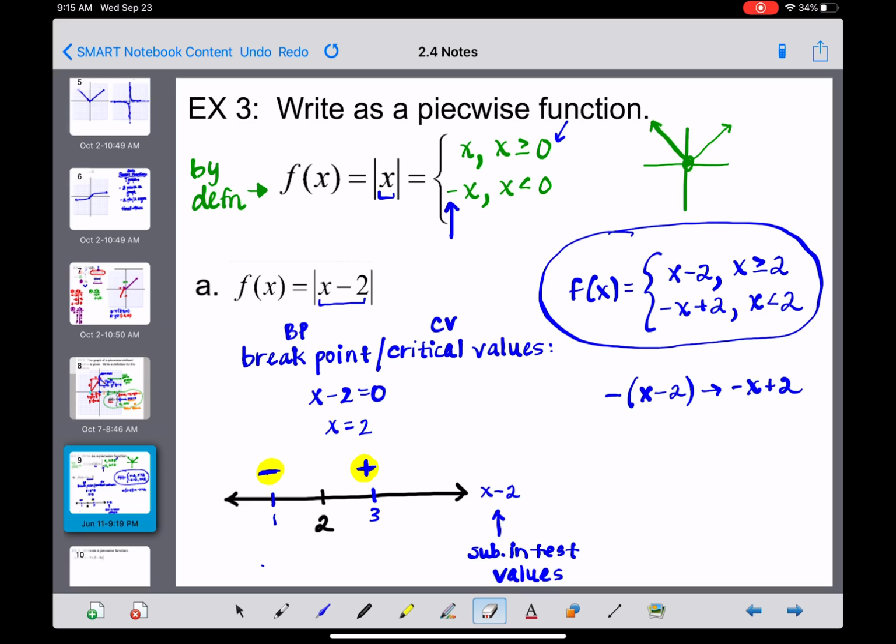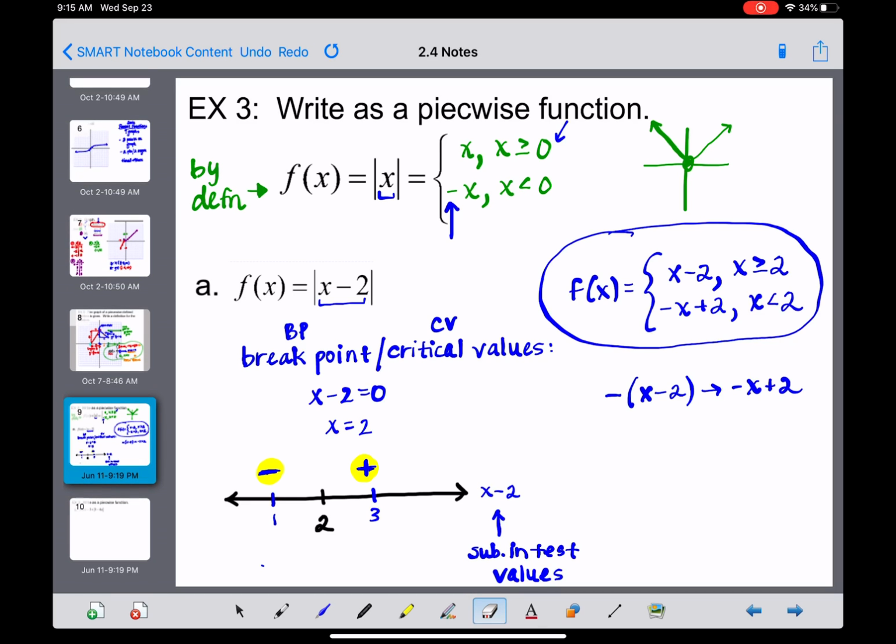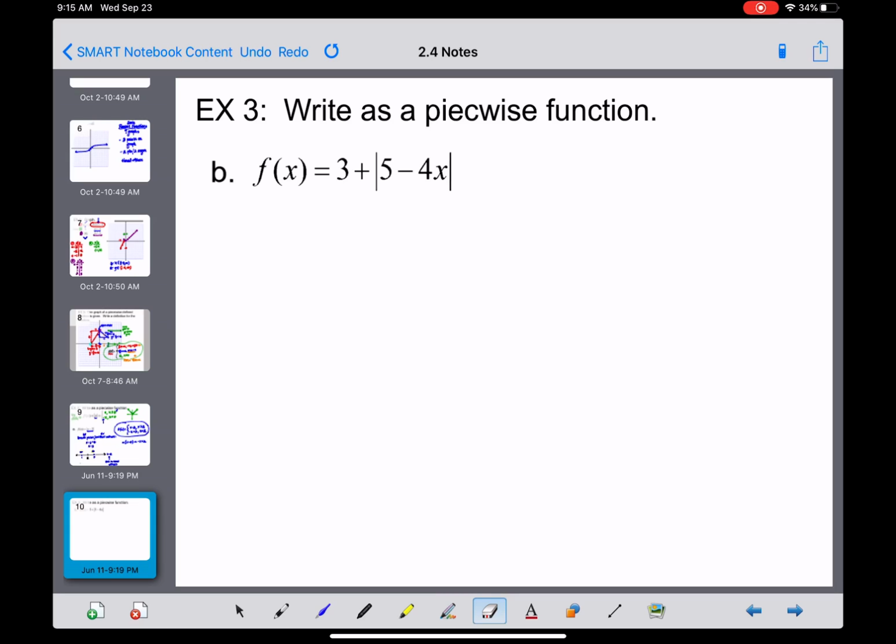Now, this one's pretty simple because there was nothing outside the absolute value. So we're going to look at one of those, and then you're going to have some practice on this. We're going to write this one as a piecewise function. We have f of x equals 3 plus the absolute value of 5 minus 4x. To make this a little easier for me, I'm going to put the absolute value first and put the 3 at the end. You don't have to do that, but that's what I'm going to do.